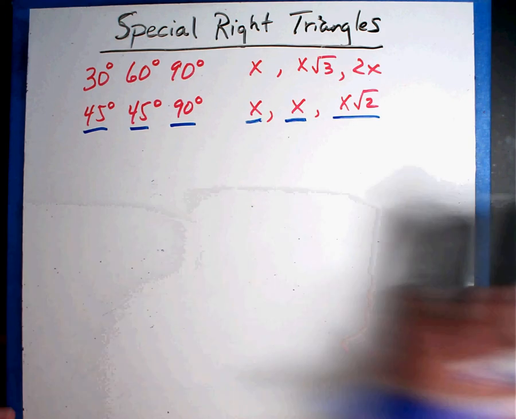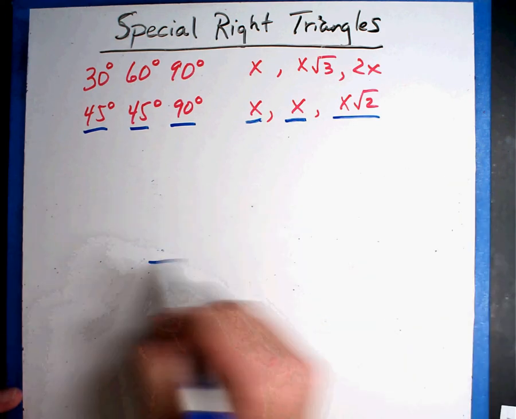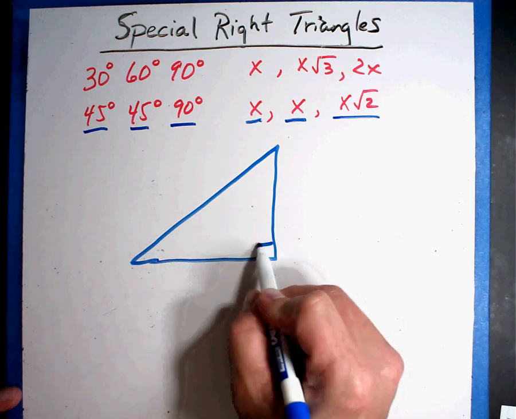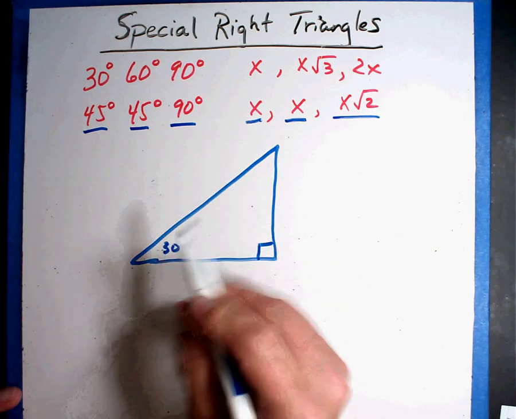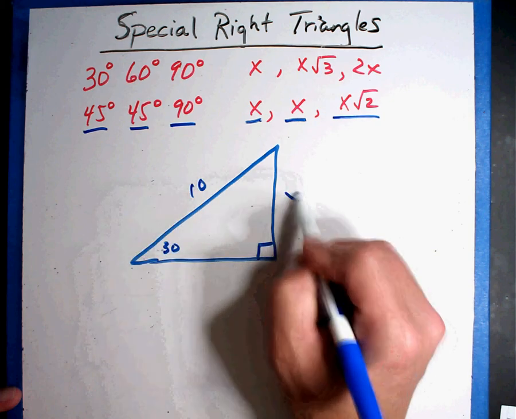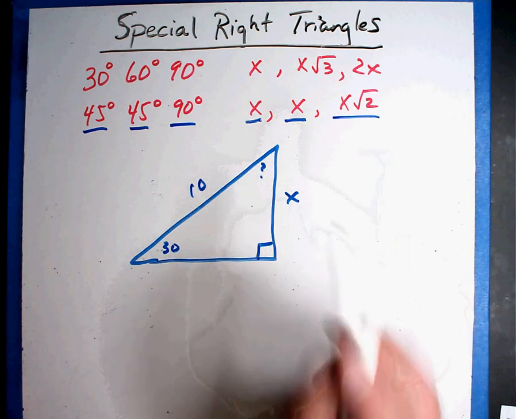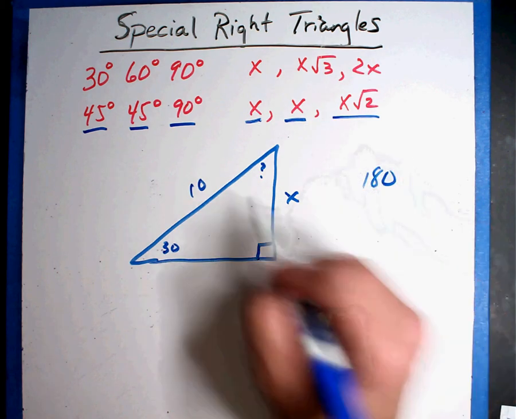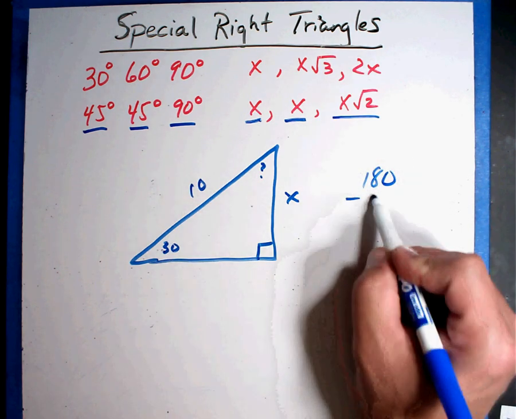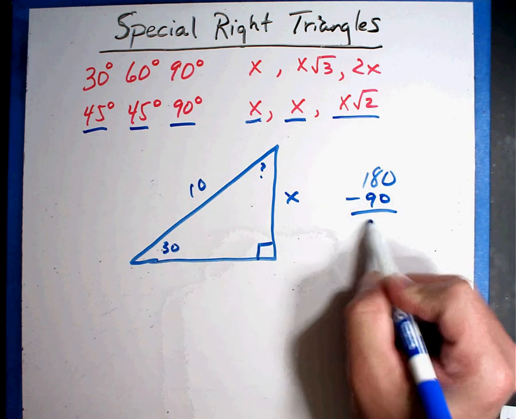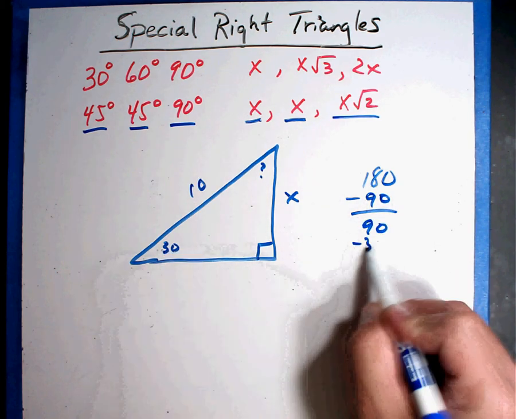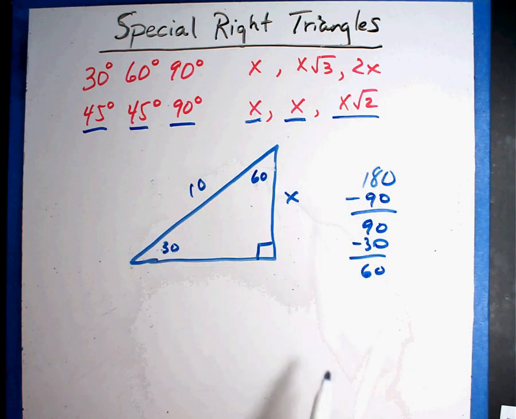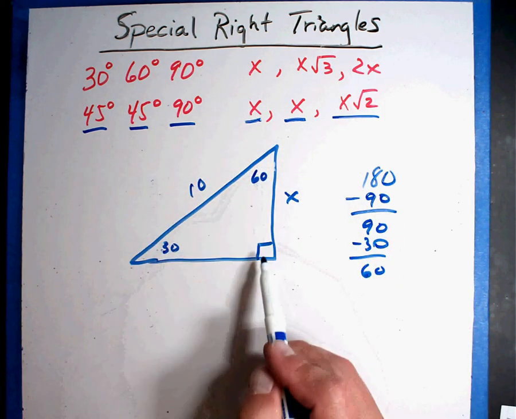Okay? The 30, 60, 90. Let's say we have one like this. Let's say this is 30 degrees, and this is 10, and this is x, and they want to know angle x. Well, doing quick math, 180 is how much the angles have to add up to, so minus 90 is 90, minus 30 is 60. So this is a 60-degree angle. It's a 30, 60, 90-degree triangle.